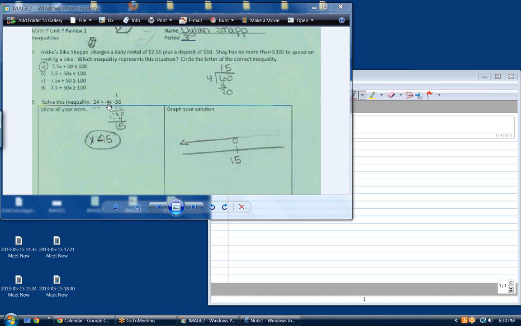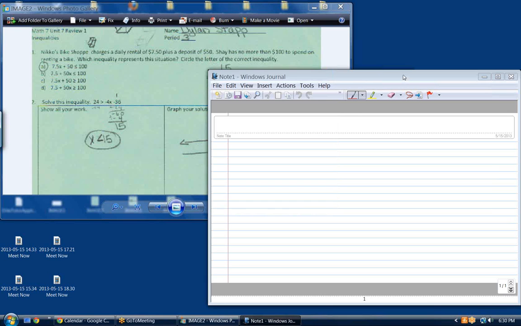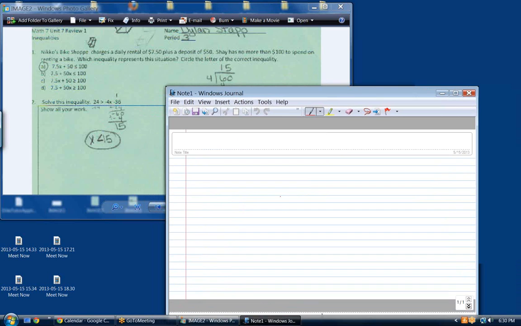24 is greater than negative 4x, minus 36, or plus 36, minus 36. Now let's look at some of these. Yeah, we have a test tomorrow on this, so we just wanted to review this before my test tomorrow. Okay. So, is this a negative 4x? Yep. Minus 36.